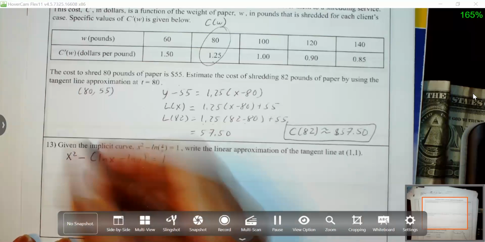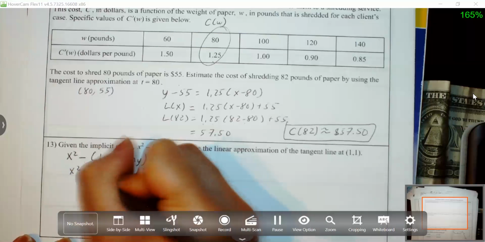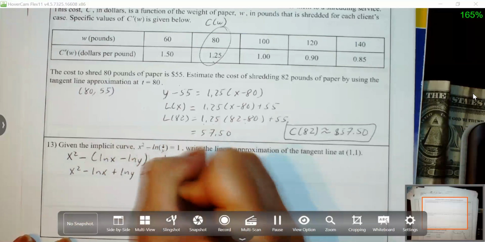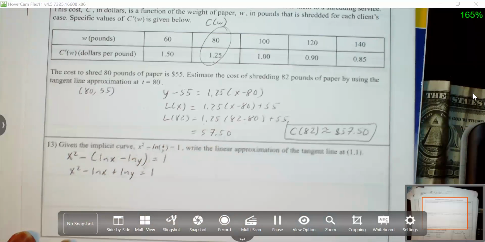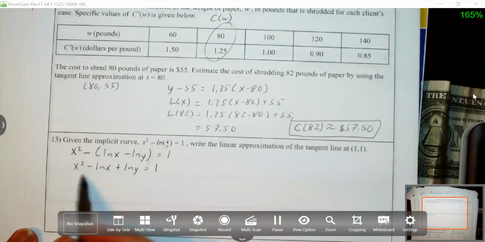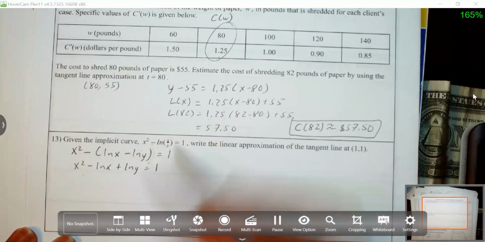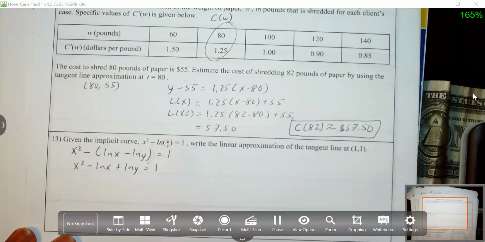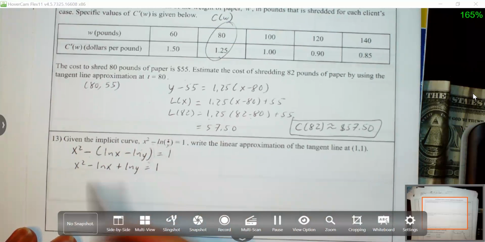So let me just distribute the negative in. And that is my function. So this is just rewriting this so that it's nicer for me to differentiate. Because otherwise you would be using a chain rule and a quotient rule here, which is ugly. So let's go ahead and differentiate this implicitly.